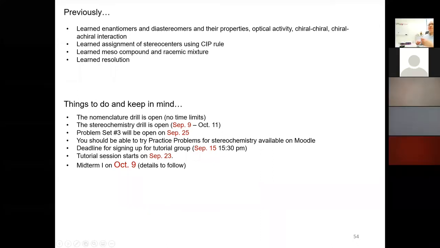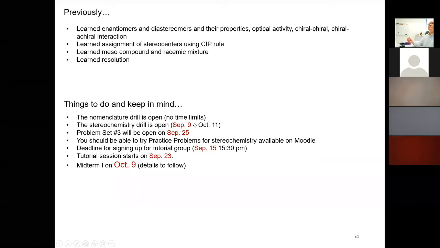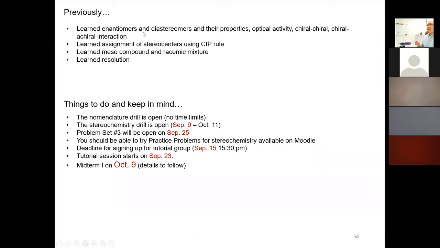We started chapter 4, which deals with stereoisomers, and we have learned most of the content. For example, we have learned the enantiomers and the diastereomers and their properties, and we also learned how to assign the stereocenters using the CIP rule, so the R/S, right?